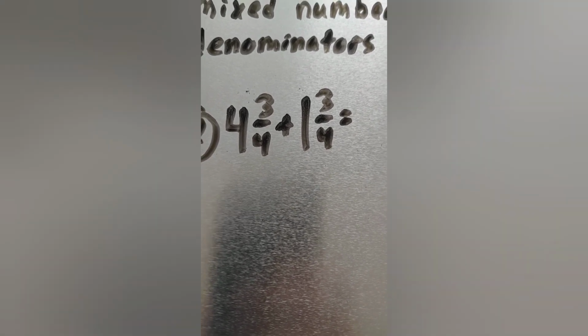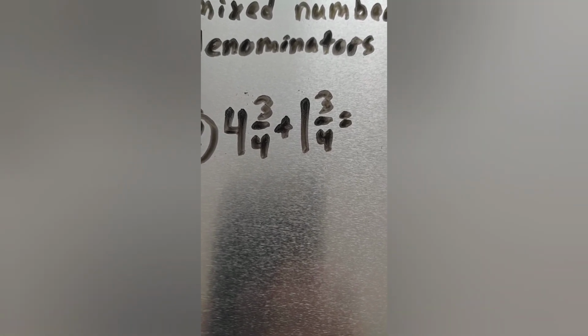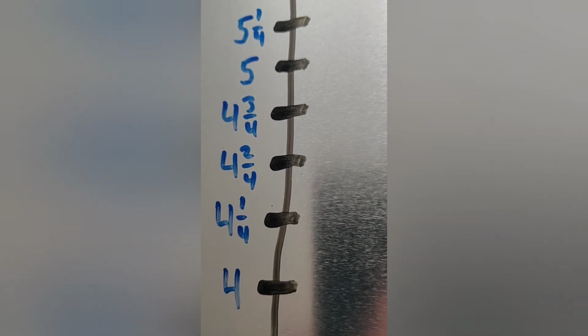So for the second practice problem, of course we can always start our number line at 0 if we want, but since the problem is 4 and 3/4 plus 1 and 3/4, I figured I'd either start at 4 or 4 and 3/4, and then since it's addition, we're going up, I'd go up 1 and 3/4. So I'm going to start my number line at 4 just to be safe. Since the denominator is 4, I'm going to break my whole into 4 equal parts.